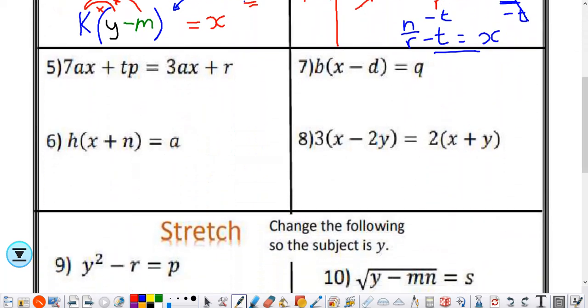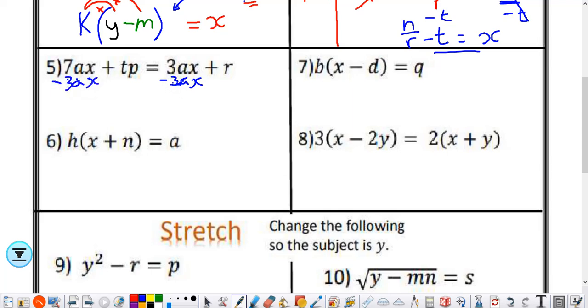Question 5. On each of these terms, we've got to try and get all the x's on one side of the equation. We can see we've got 7ax and 3ax this side. So if we can try and combine them, if we again try and eliminate it from the right hand side of the equation by subtracting, I'm going to subtract the whole of 3ax from both sides.